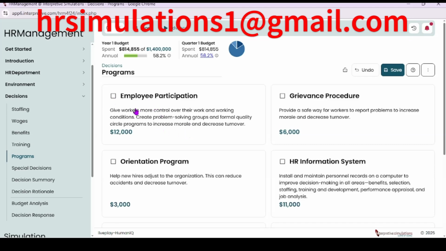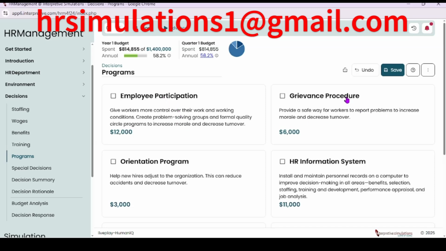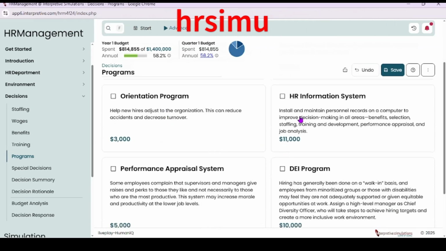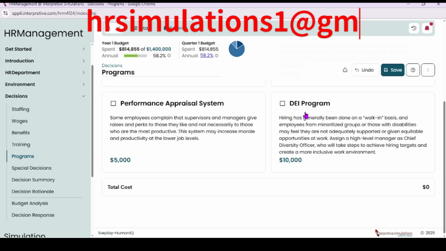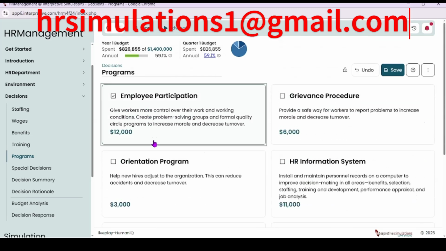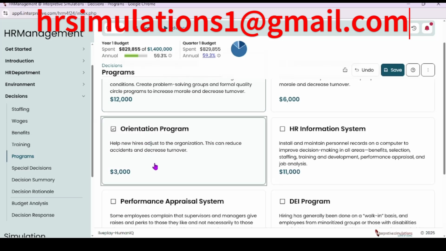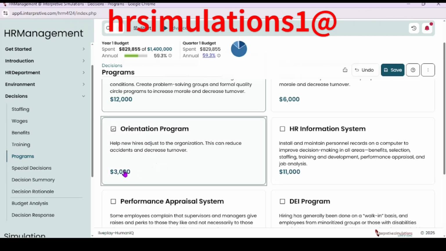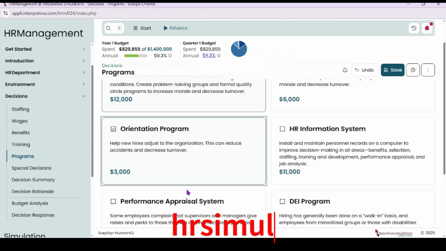So under the programs, we're talking about these six. So one of them is the employee participation, grievance procedure, orientation program, HR information system, performance appraisal system, and the DEI program. So I'll invest in the employee participation because I want to give more workers more control over their work and working conditions. And also the orientation program, I'm going to invest on it because it's only $3,000 and it'll help the new workers to adjust to the organization.